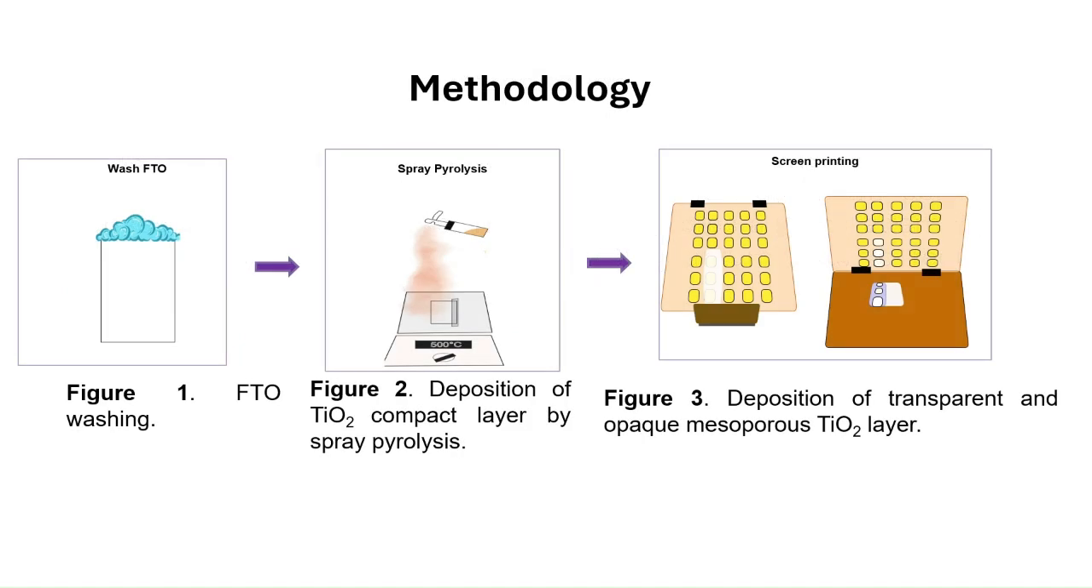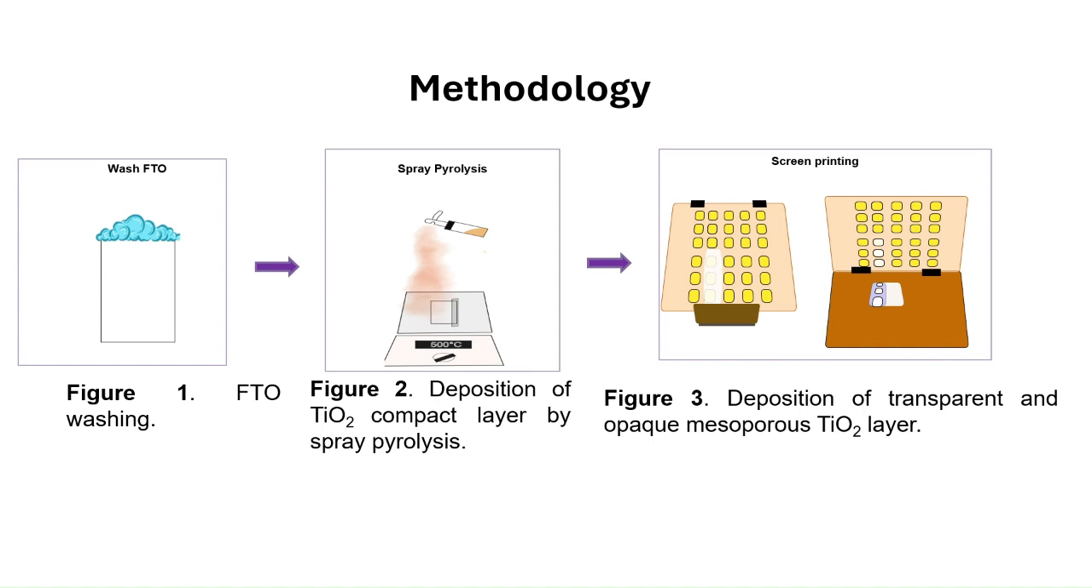Methodology. First, the FTO is washed with soap and water. Then it is placed in an ultrasonic bath with acetone and ethanol for 15 minutes. Then the compact layer of titanium dioxide is deposited by the spray pyrolysis technique, with 0.5 milliliters of titanium diisopropoxide dissolved in 4.5 milliliters of absolute ethanol. The FTO is left on the hot plate until it reaches 500 degrees for 15 minutes. Then it is sprayed for 4 seconds with pauses of 30. The main function of this layer is to prevent leakage.